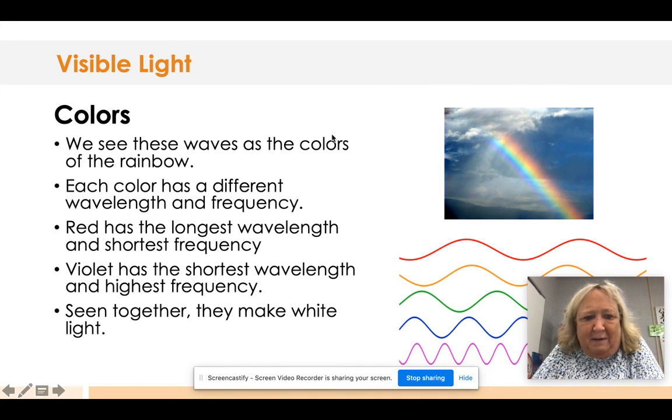It's a beautiful rainbow. Each color has a different wavelength and a different frequency. Red has the longest wavelength. As you can see over here, it's very long from peak or crest to crest, peak to peak. Okay, violet has the shortest. You can see down here, there's a very short distance. Okay, and then seen together, they will make white light.